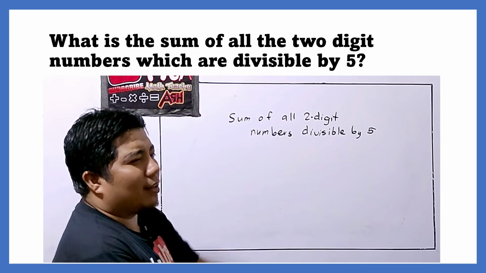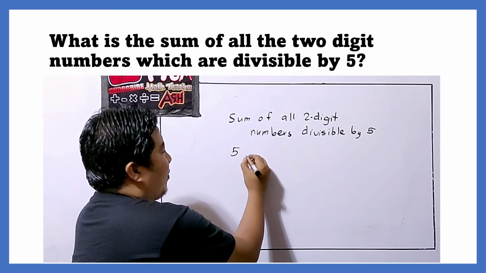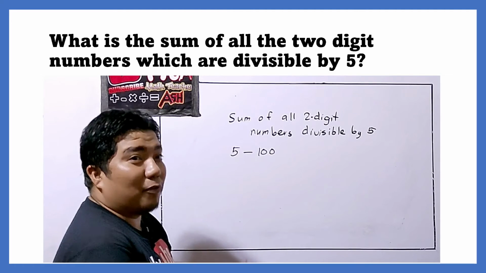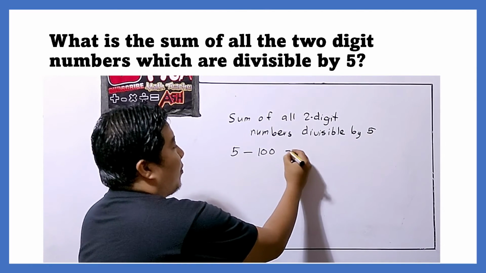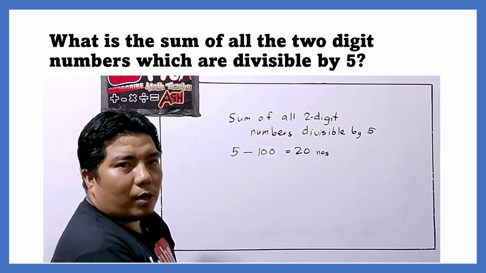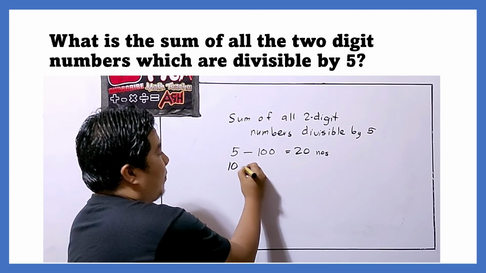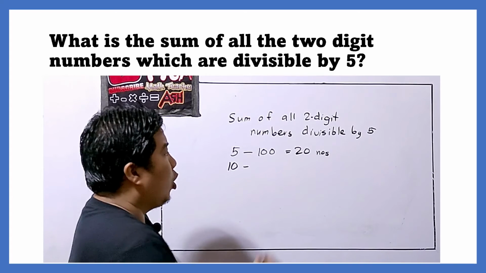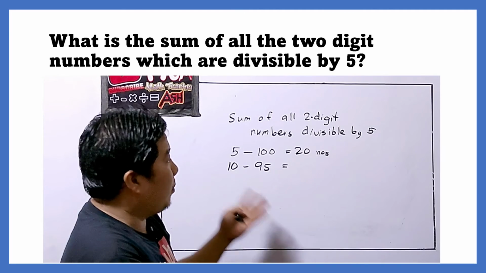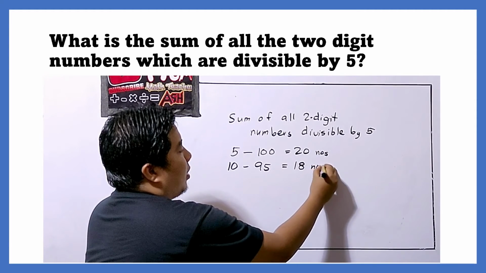So, if we try to use the numbers from 1 up to 100, we start with the number 5 and then we end at 100. Now, if we count all the multiples of 5 from 1 up to 100, we have 20 numbers, right? However, what is asked in the problem is only 2-digit numbers. So, 5 is not a 2-digit number, so we will start at 10. 100 is not a 2-digit number, so we will go back to 95. Now, if we count the number of multiples from these given numbers, we only have now 18 numbers.